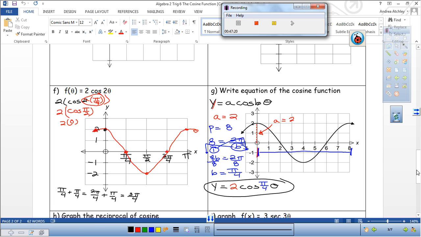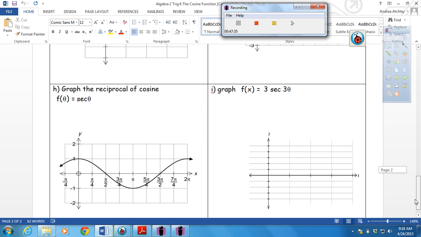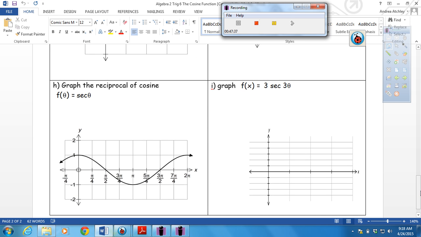Now we have to figure out the pattern for secant. Okay. So secant is the reciprocal of cosine, just like cosecant was the reciprocal of sine. We're going to do the same steps we did for the cosecant as we did with the secant. We want to find the reciprocal. Let's start with this one. The first point is at 1.